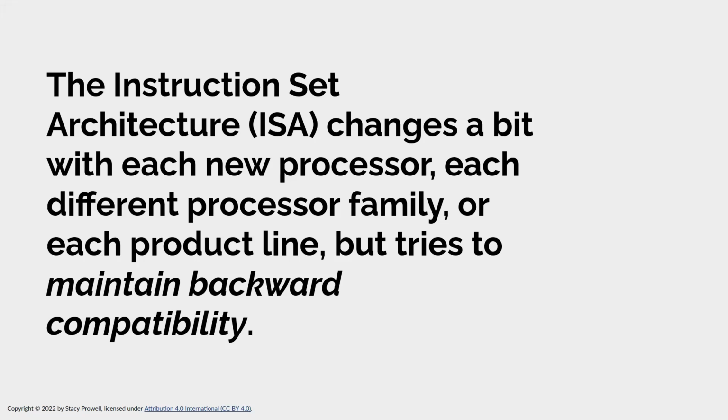The instruction set architecture changes a bit with each new processor. It changes a bit, changes a lot actually, with each different processor family and with each product line. But Intel and others try to maintain backward compatibility. They try to be sure that the old code you had will still run. That's true in ARM as well.